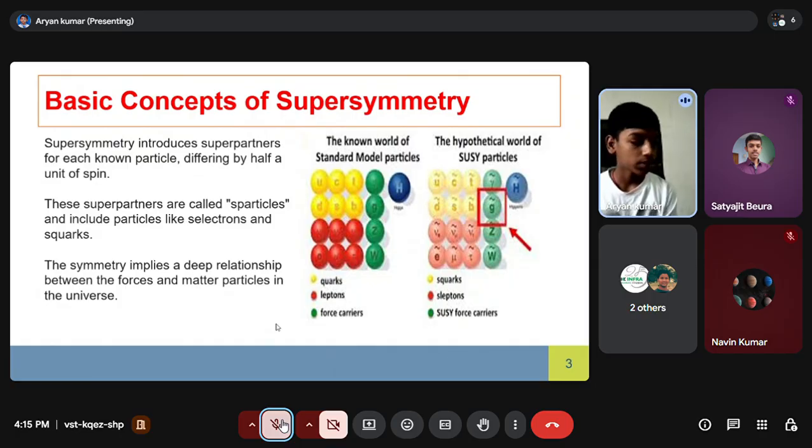So this is the naming rule: if we convert a quark into a supersymmetry particle, then we will add an s to it. And if we have to do it with a force, like the Higgs, we will add "ino" to the back. So this is the naming rule in supersymmetry.